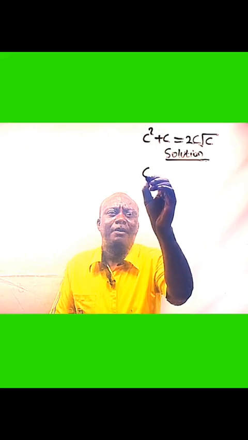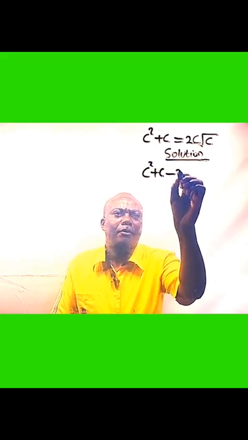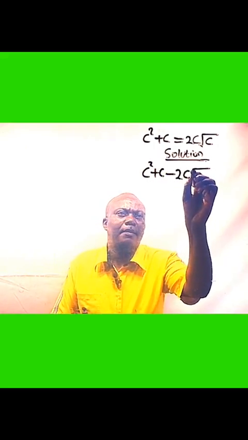Let us solve for C here. Let's do it. Try and make everything to be at one side. So that will be C squared plus C minus 2C root C equals to 0.